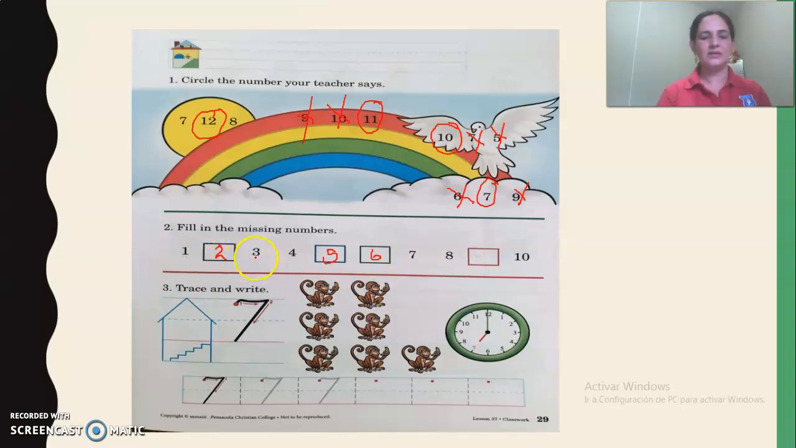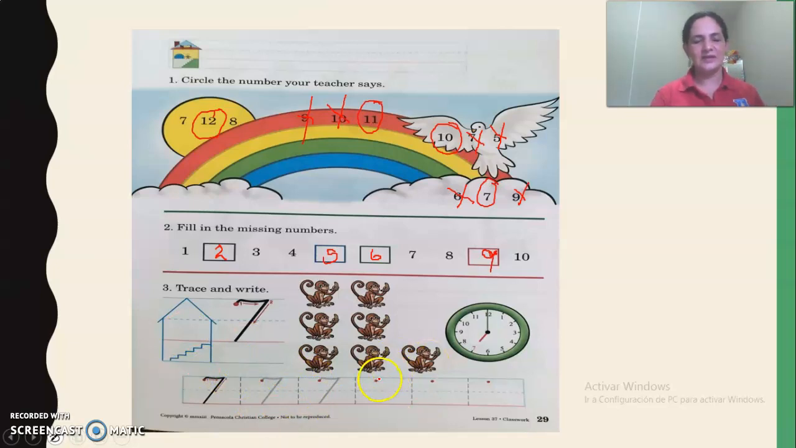Okay, let's start again. 1, 2, 3, 4, 5, 6, 7, 8. What number is coming after the number 8? 9. Yes, very good. Number 9. And number 10, okay?